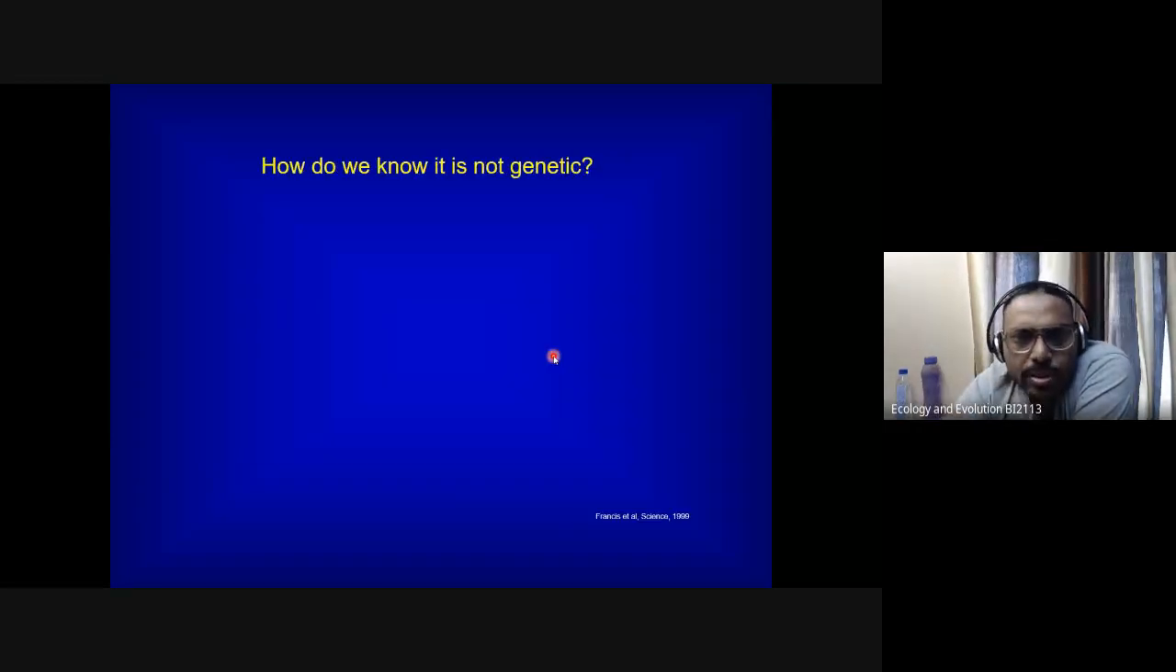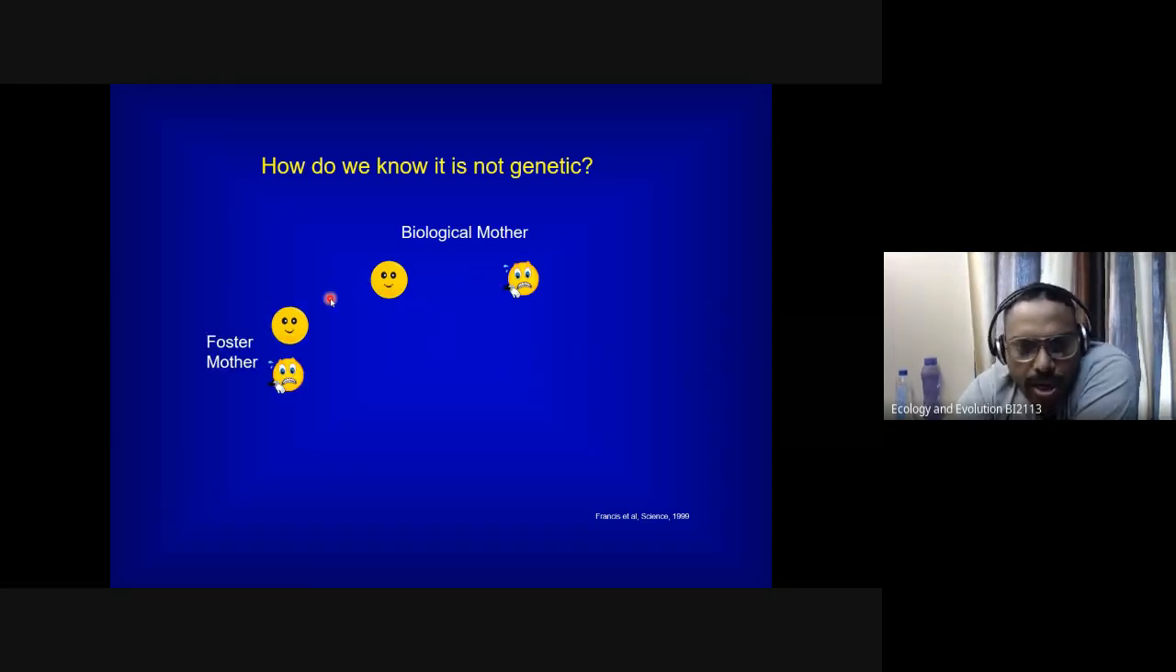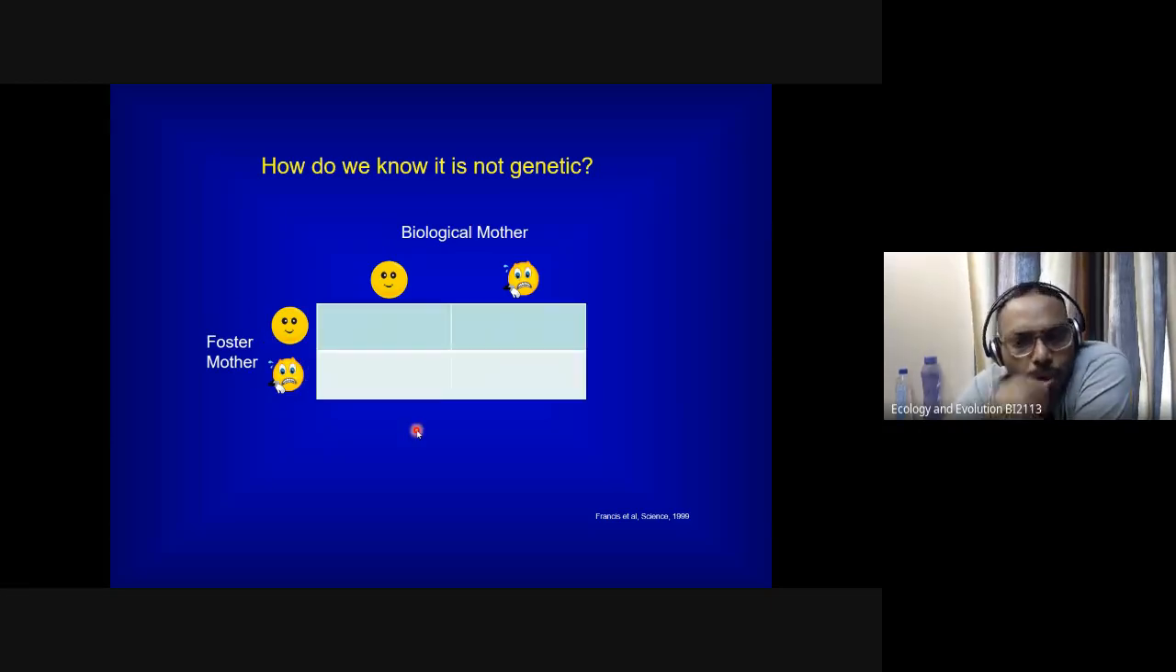So the simplest way of figuring this out is if, let's say, you take sets of biological mothers, some which are relaxed, normal, some which are anxious, and then you take a bunch of foster mothers. So these are mothers who are not biological parents, but they are the ones who raise the baby up. So essentially, you have two kinds of foster mothers, those who are relaxed and those who are anxious. So now you have a 2 into 2 combination, 4 combinations.